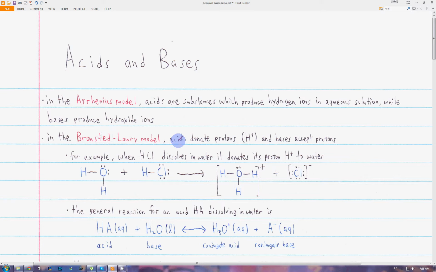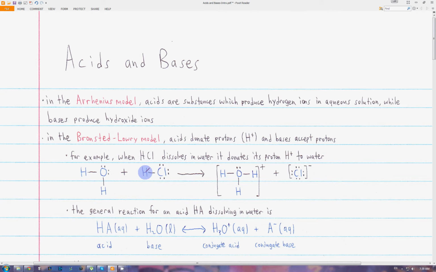In this model, acids are substances which donate protons, in other words an H plus ion, and bases are substances which accept these protons. So for example, when hydrochloric acid dissolves in water, it donates its proton to the water molecule. So here we have the water molecule, and then the HCl. Notice that one of these lone pairs on the oxygen atom can form a covalent bond with the proton from the HCl. So that's exactly what happens.